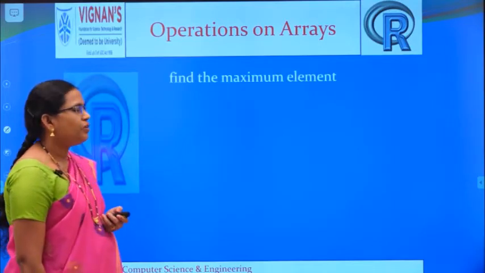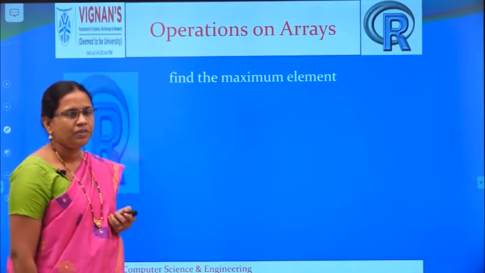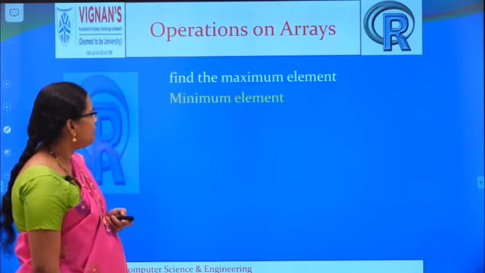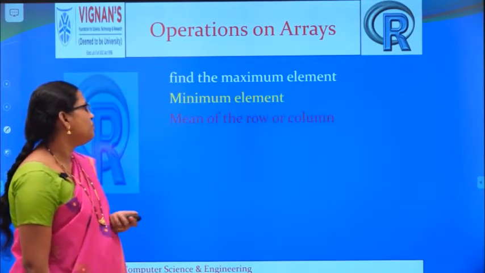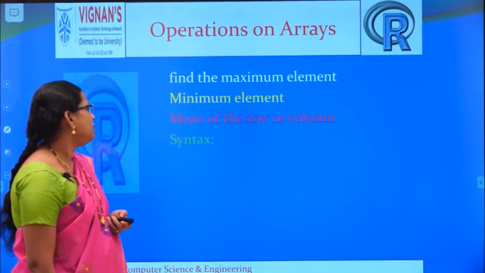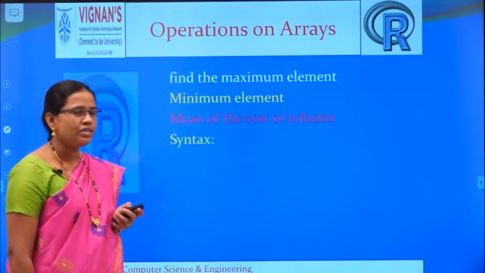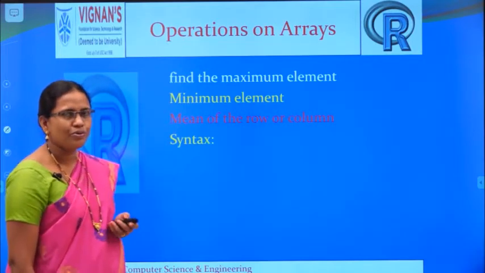So for example, you can find the maximum element of a given array, you can find the minimum element of the given array, and you can find the mean of the row or the column for a given array. Like this, you can perform different operations on arrays. So let us see the syntax of how to do that.